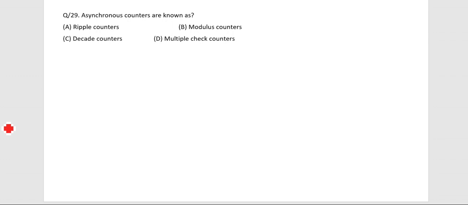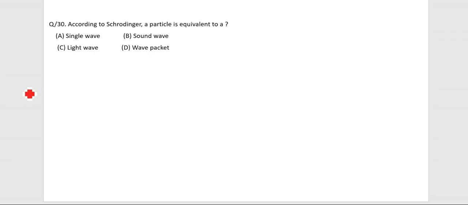Next question is, asynchronous counter is known as ripple counter also, which is our option number A. This is, according to Schrodinger, a particle is equivalent to a wave packet. Okay, this is right. Particle is equivalent to wave packet.